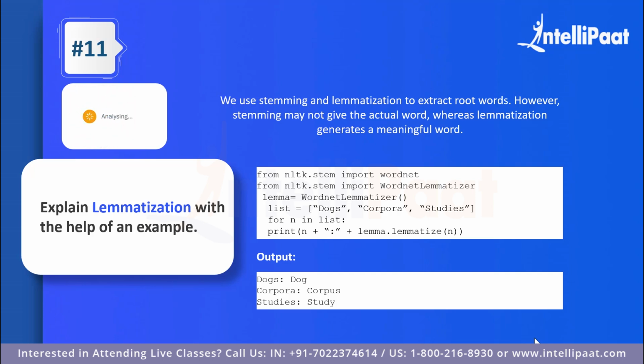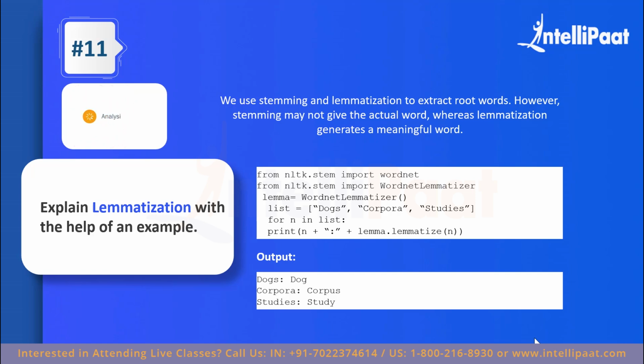So for example, if we have a word called bricks, it becomes brick. Corpora becomes corpus. So we can implement lemmatization using the below code. First we have to import certain packages from NLTK. So here is the code. From nltk.stem, we have to import wordnet. Then from nltk.stem, we have to import WordNetLemmatizer.